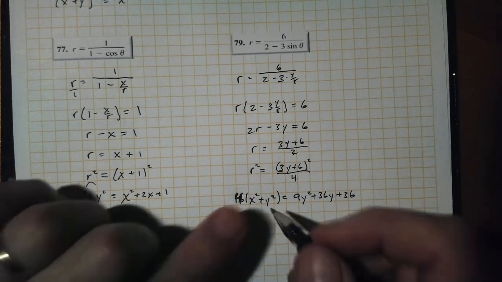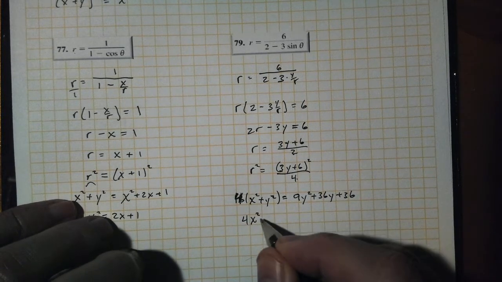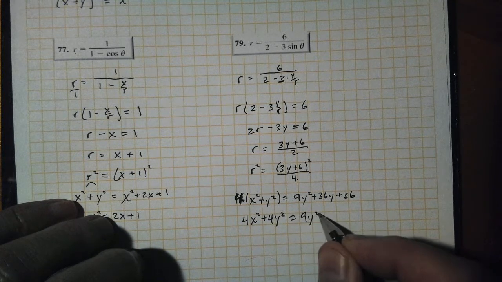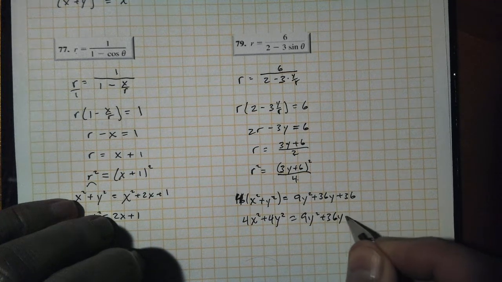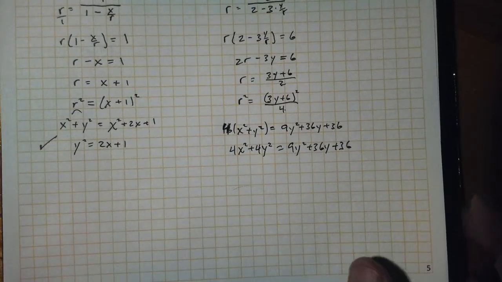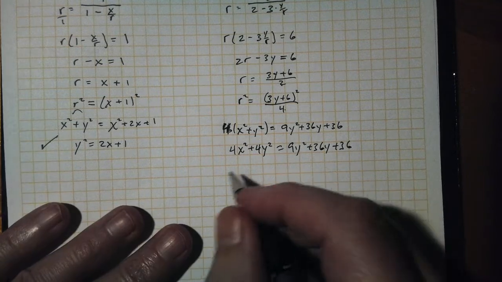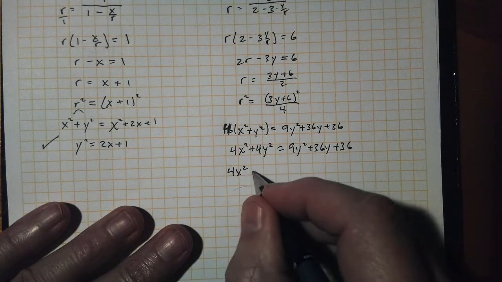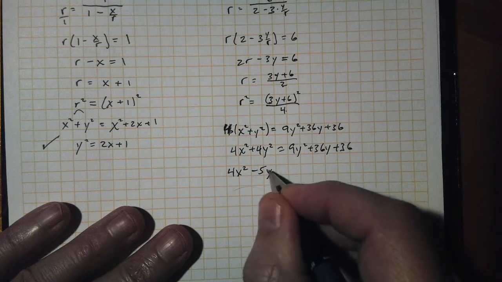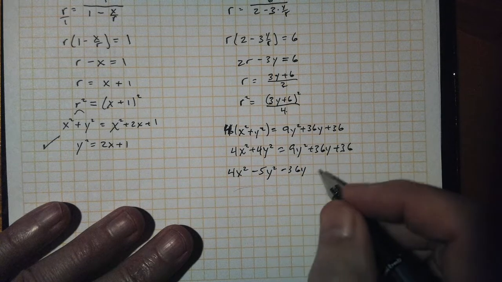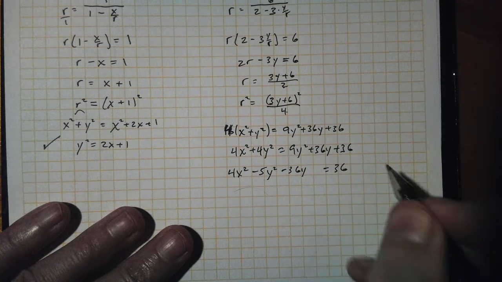Okay, so what do we end up with here? 4x squared plus 4y squared is 9y squared plus 36y plus 36. And from there, I probably would be tempted to do this: 4x squared, minus 9y squared, minus 5y squared, minus 36y equals 36.